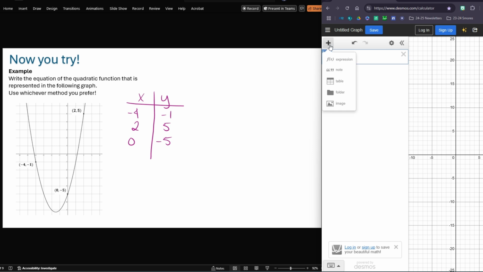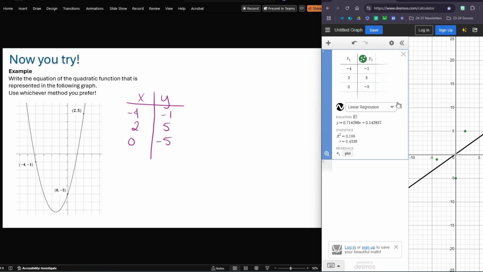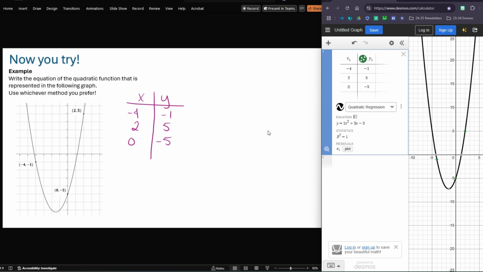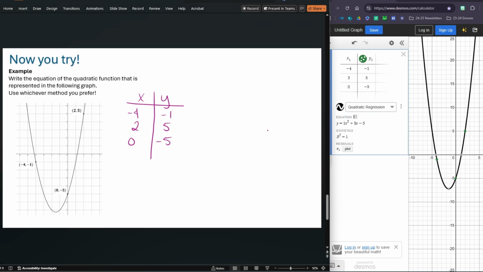So if I go ahead, I'm going to do this table, and then I'm going to type in all my values. And then I do add regression, and then from the drop-down menu, choose quadratic. And so now we have the equation of our quadratic function, right? That's going to be y equals x squared plus 3x minus 5.